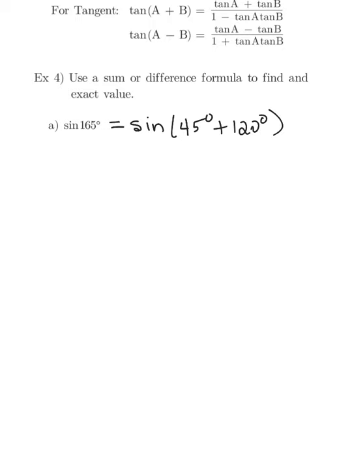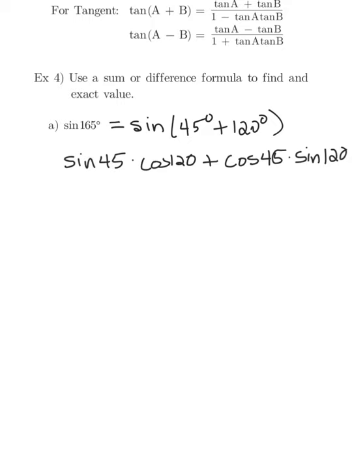Now, since it is a sine, we have to use the sine version of the sum formula. Well, the sine formula says to do the sine of the first angle times the cosine of the second angle. Leave the operation the same as what you had in your parentheses, and then do the cosine of the first angle times the sine of the second angle. Now use the values from the unit circle and substitute in what you know for each of these.